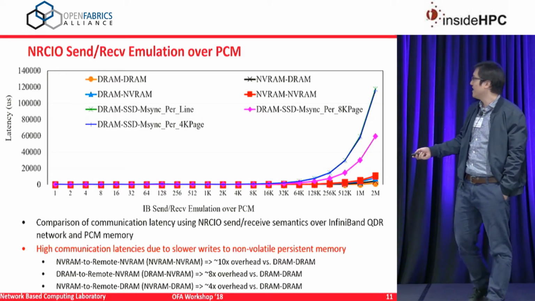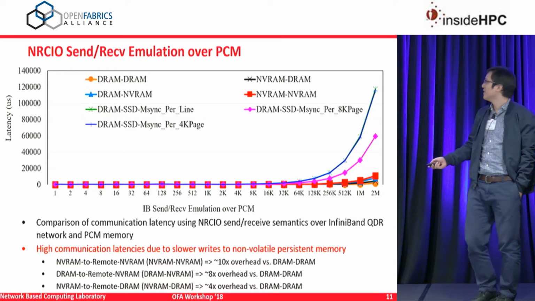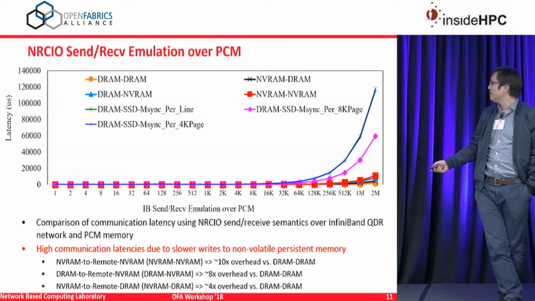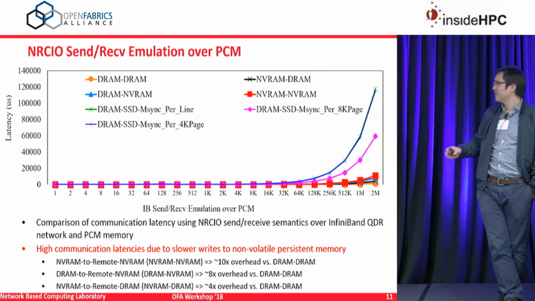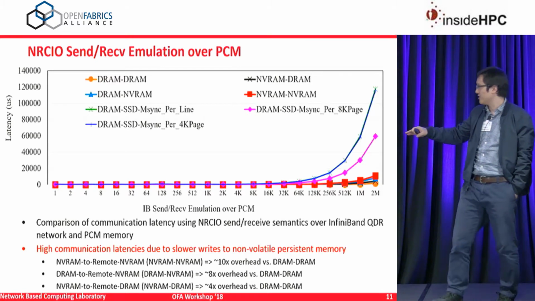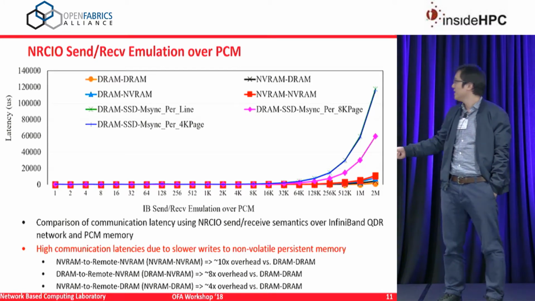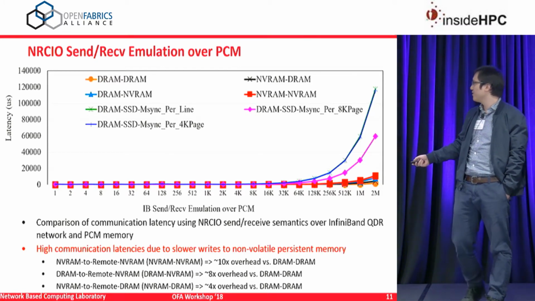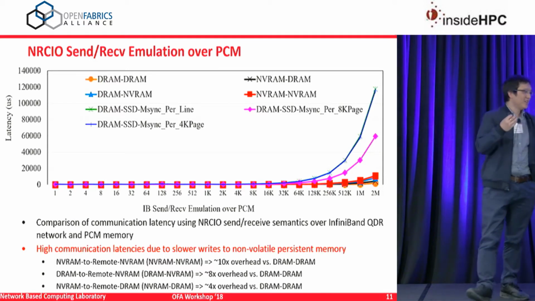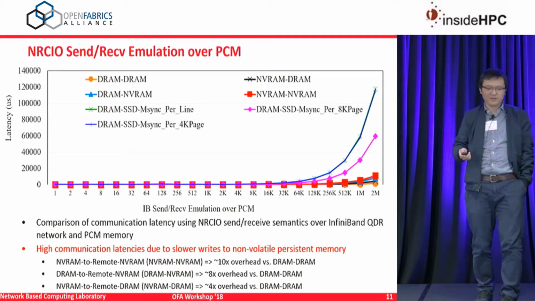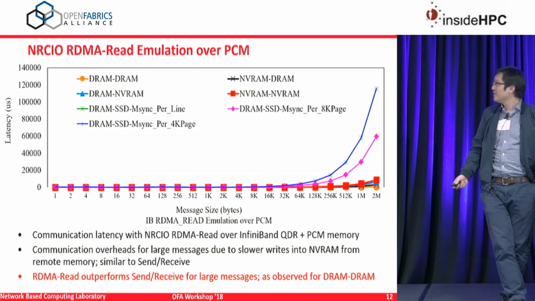It's almost 10 times overhead compared with DRAM to DRAM. DRAM to remote NVRAM is around 8x because your destination is NVRAM, so you have to persist that. But NVRAM to DRAM is a little bit better because your source data is in NVRAM already. So this is about send and receive.